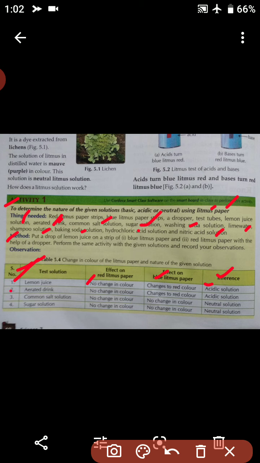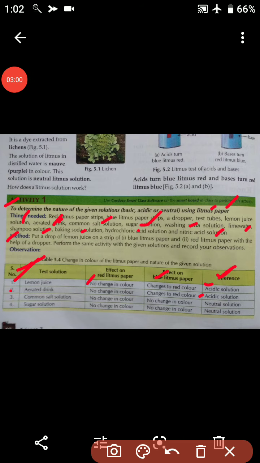So number 2 is aerated drink, and if we put a few drops of aerated drink on red litmus paper, there will be no change in color. But if we put it on blue litmus paper, there will be a change in color. That means the blue litmus paper will change into red color. Okay, and the inference is again an acidic solution. So it is acid.